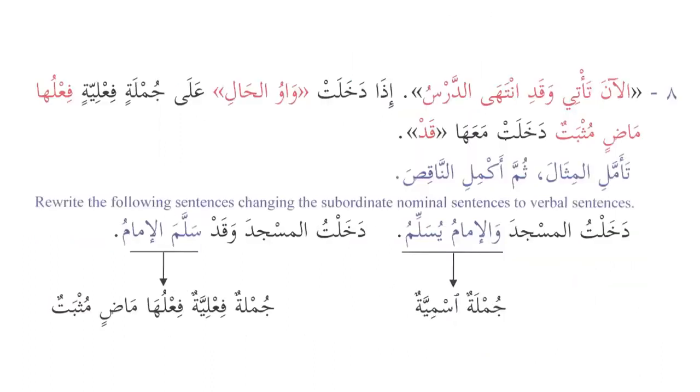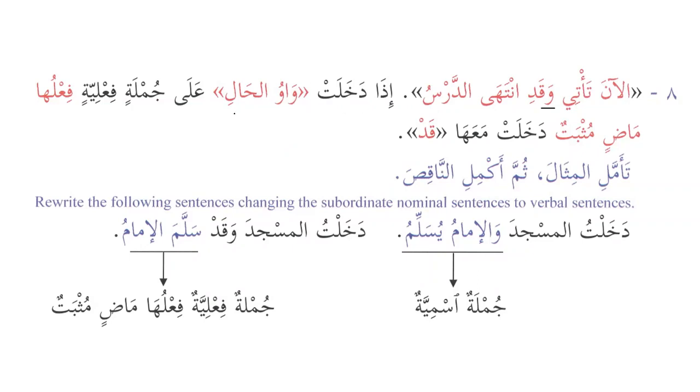Now here we have واو الحال. In the beginning of the lesson, we discussed it. And in one of the previous lessons, I guess lesson number 4, we discussed واو الحال being used with a nominal sentence, al-jumla al-ismiya. Now we will see, inshallah, in this lesson how to use it with al-jumla al-fi'liya, a verbal sentence. The teacher says: الآن تأتي وقد انتهى الدرس. You come now while the lesson has finished.